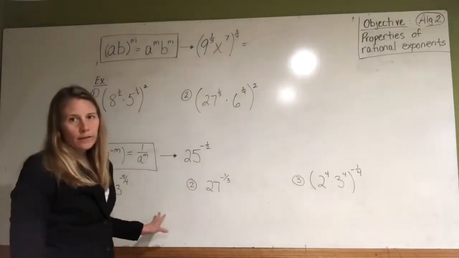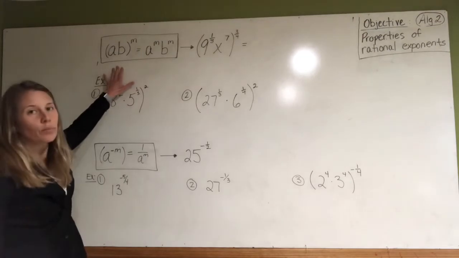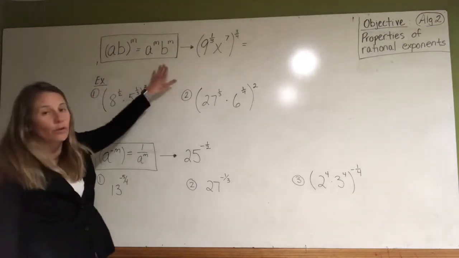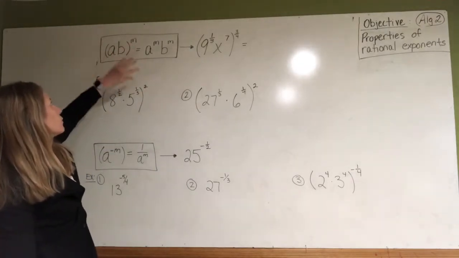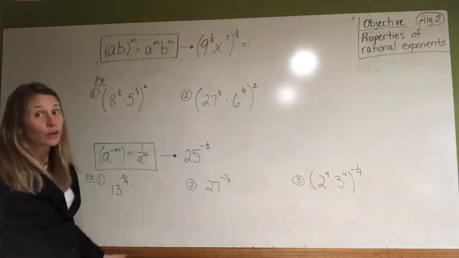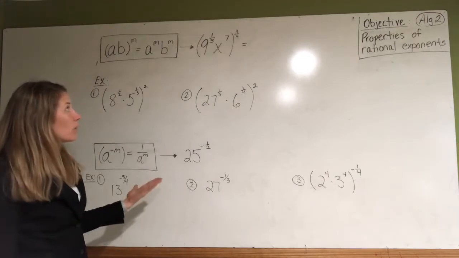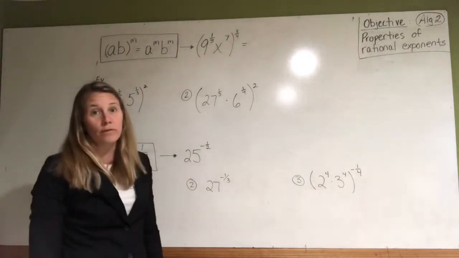So now let's take a look at the next two properties. The next one is when we have a power of a product. This was the property we had gone over in an earlier chapter. Basically, the power has to be brought over to each number or variable or factor that's inside those parentheses. So let's say, for example, we have 9 to the 1/3 power times x to the 7th, and that whole thing is raised to the 3/4.